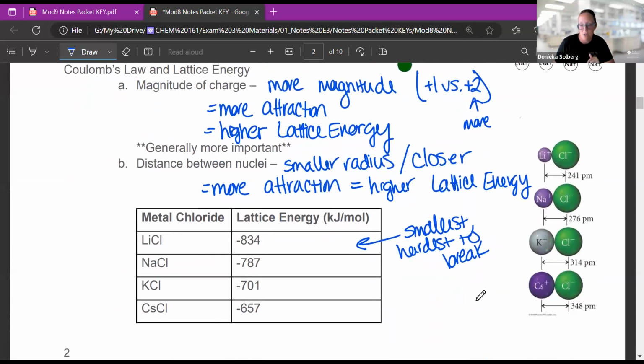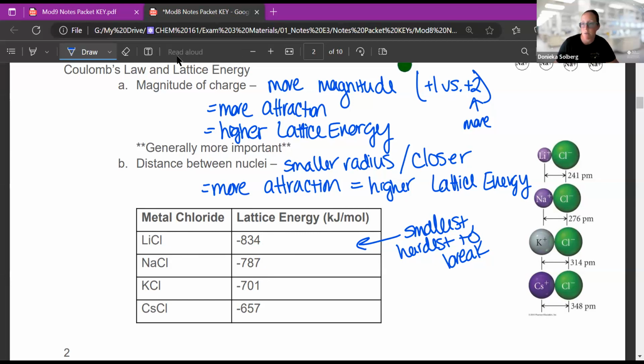So I'm going to show you how that works down here. If they all have the same charges, so LiCl, NaCl, KCl, and CsCl, all of these have a +1, -1. And you'll notice that the lattice energy, this one gives off the most energy, or requires the most energy in order to break that bond. Kind of ignore the negative for right now. In order to break this LiCl bond, that is the reason that this one is the hardest, or has the most energy associated with it, is because lithium is smaller than sodium.